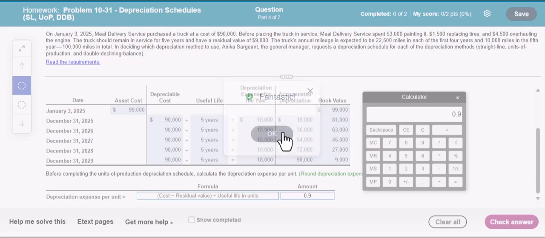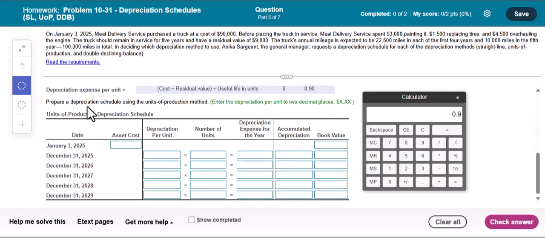Fantastic. Okay. Now, enter a depreciation schedule using the units of production method. Enter the depreciation per unit to 2 decimal places, like this. So asset costs, this stays the same. Again, that was that $99,000 we calculated at the beginning of the problem. That's that cost here plus everything that took to get it ready to work in this first year. So that book value also stays the same again because there hasn't been any depreciation in the first year. Excuse me, on the date of purchase. So we know our depreciation per unit is that 90 cents. So we can go ahead and put that for all of these.